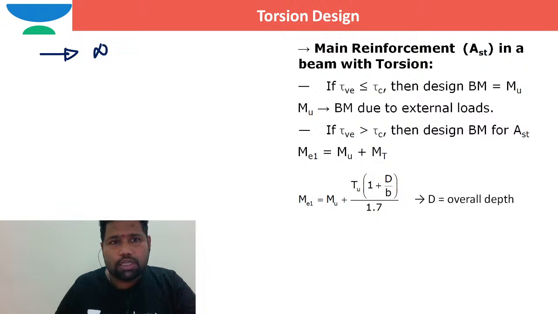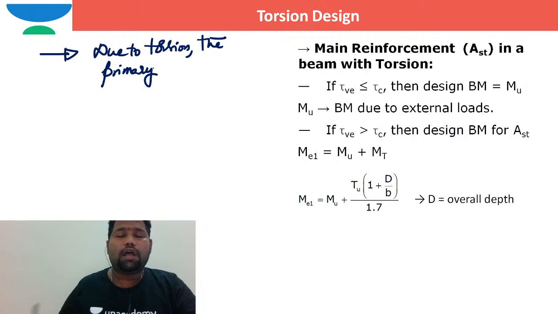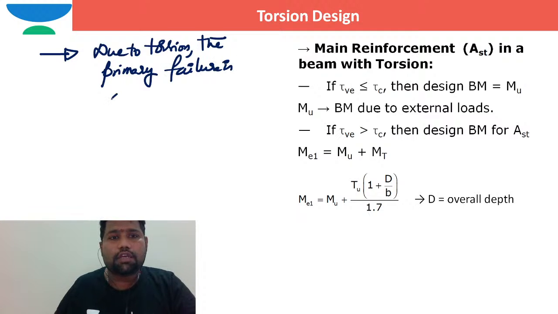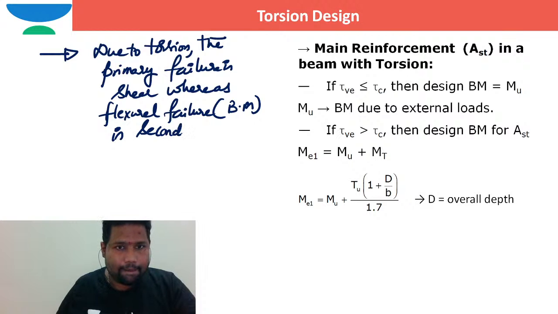Now, before I work that out, I just want to convey one thing. Due to torsion, the primary failure is shear, whereas flexural failure, or failure due to bending moment, is secondary, right? I can write it in this way.